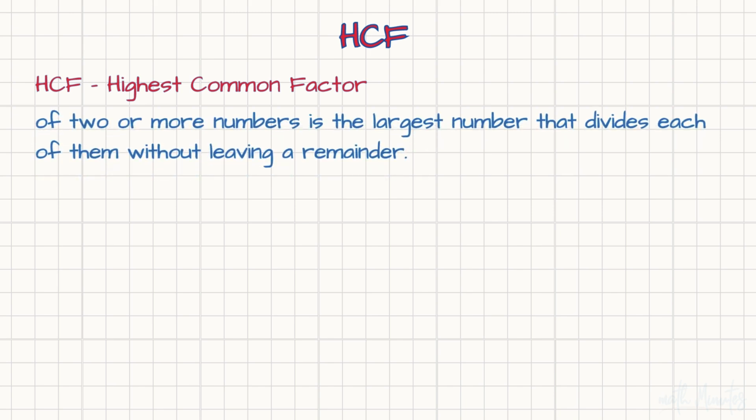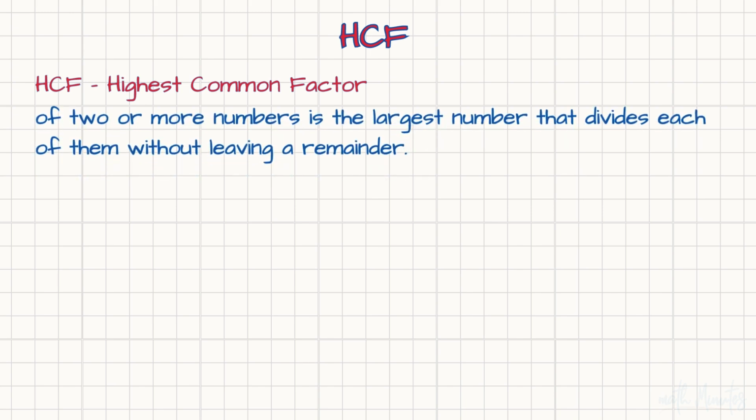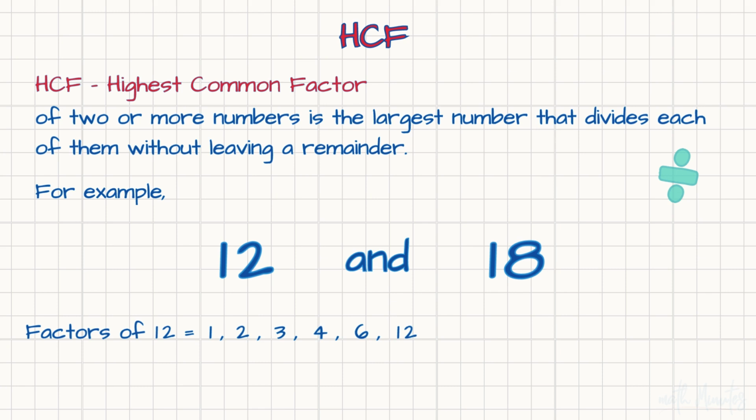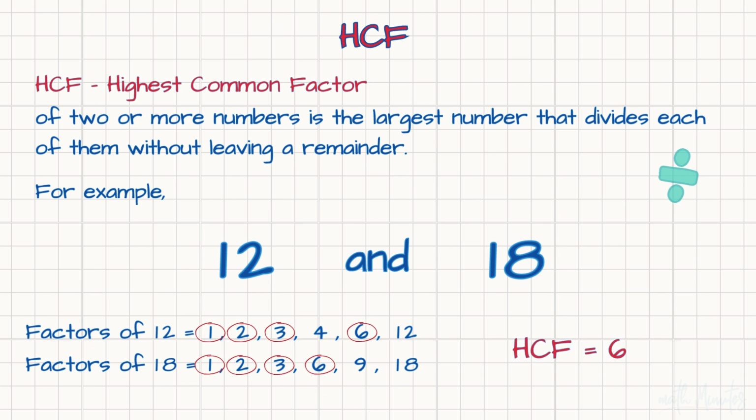The highest common factor of two or more numbers is the largest number that divides each of them without leaving a remainder. To find the highest common factor, we can use a similar approach. Let's take the numbers 12 and 18 as an example. We list their factors, 1, 2, 3, 4, 6 and 12 for 12, and 1, 2, 3, 6, 9 and 18 for 18. The highest number that appears in both lists is 6, which is the highest common factor of 12 and 18.